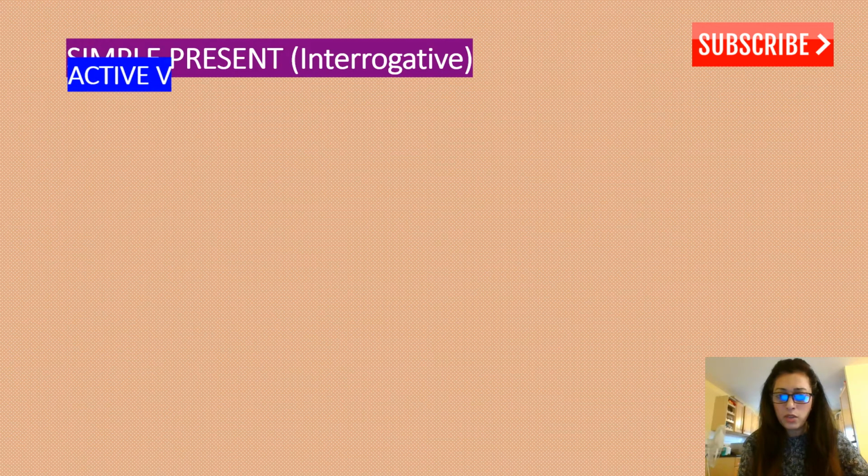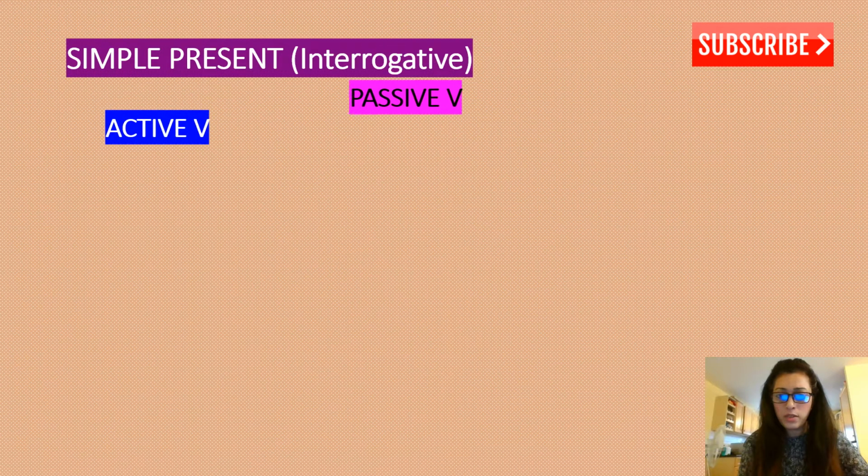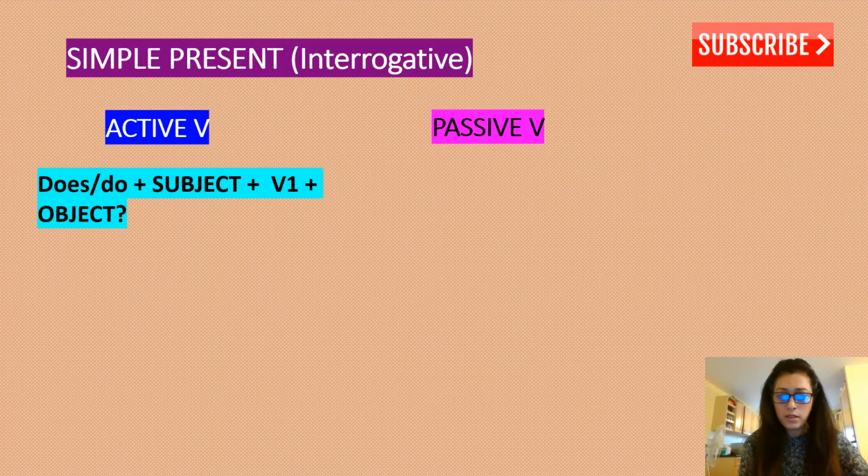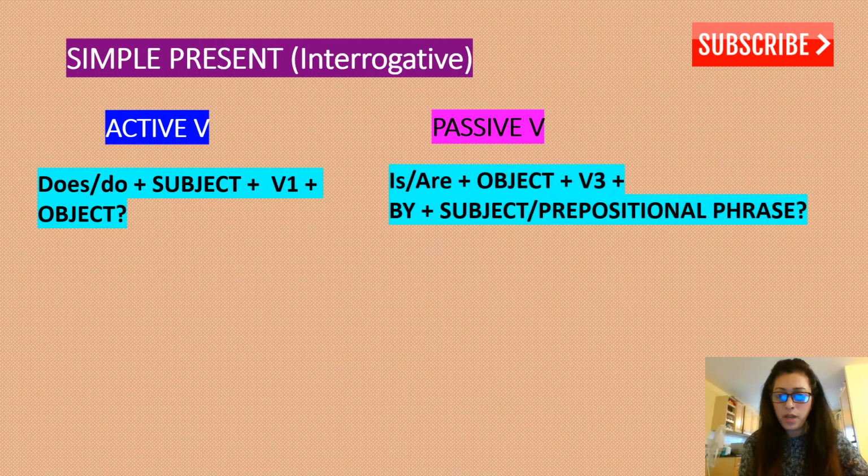Now, if we have to talk about the interrogative, which is making a question out of the same sentences, how will that be? The formation for the active voice will be, I will start my question with does or do, with the subject plus verb first form and the object with a question mark. On the other hand, in the passive voice, I will start my question with is or are, with object and verb third form with by and the subject or prepositional phrase.